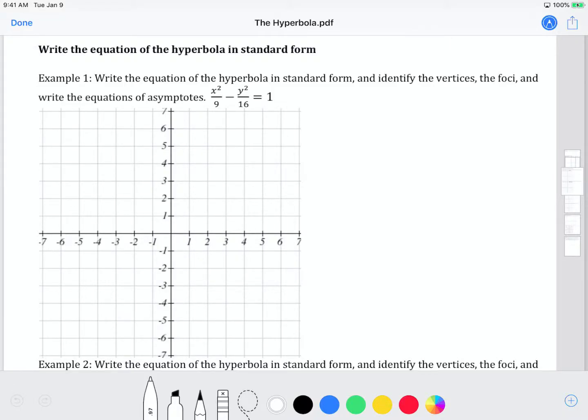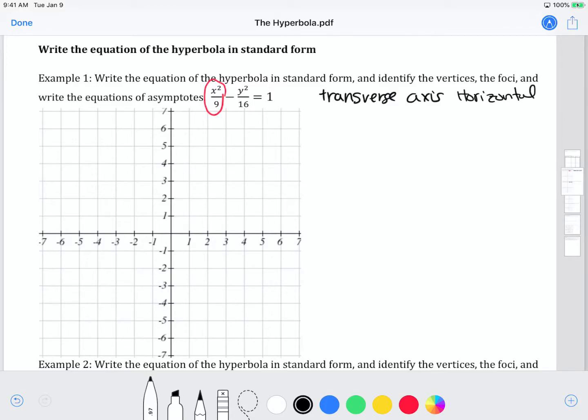Okay, now that we are somewhat familiar with the basic features of the graph of a hyperbola, we're going to put the equation in standard form and we're going to graph it. So looking at this first example, notice that x squared is in the first term, which means my transverse axis will be horizontal.